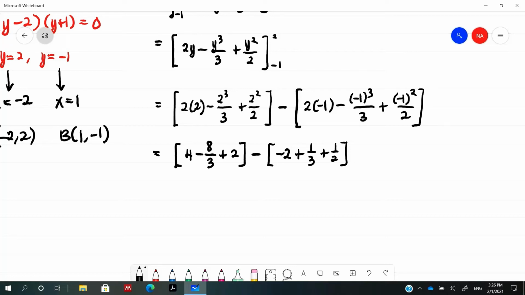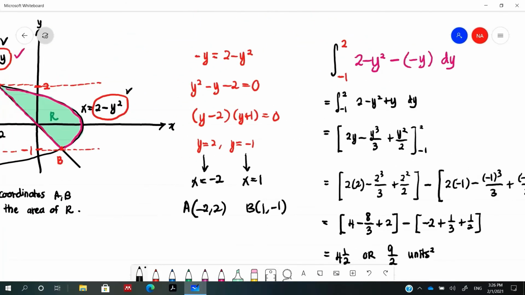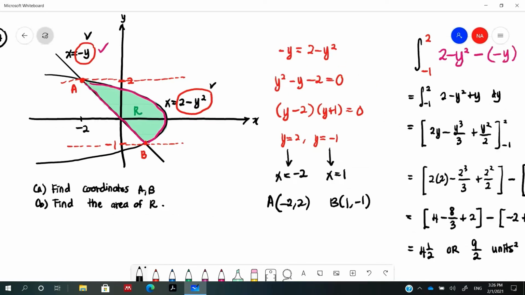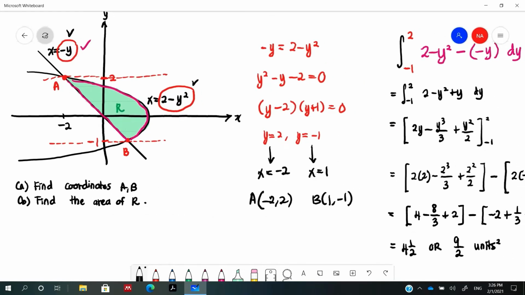Right, so the answer is actually 9/2. The unit is unit square because it is area. So this is the answer for this one. So we know that for the one that is integrated with respect to y, we should have the function at the rightmost subtract the one at the leftmost.